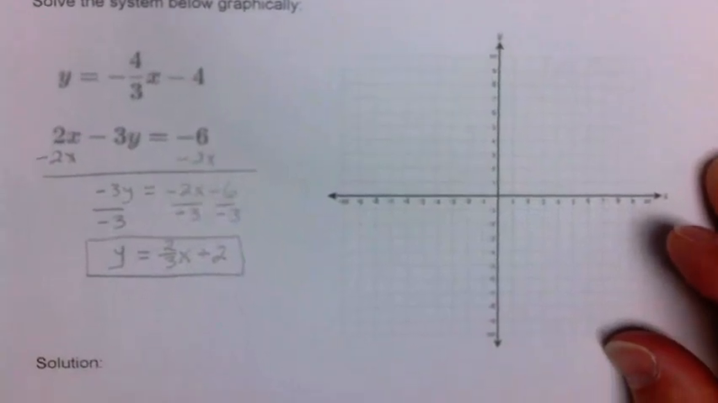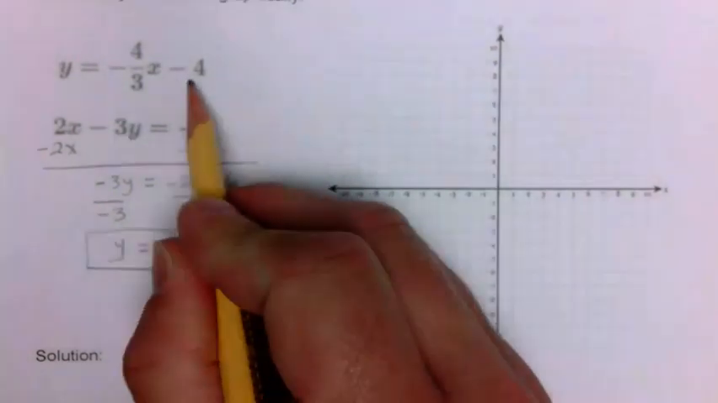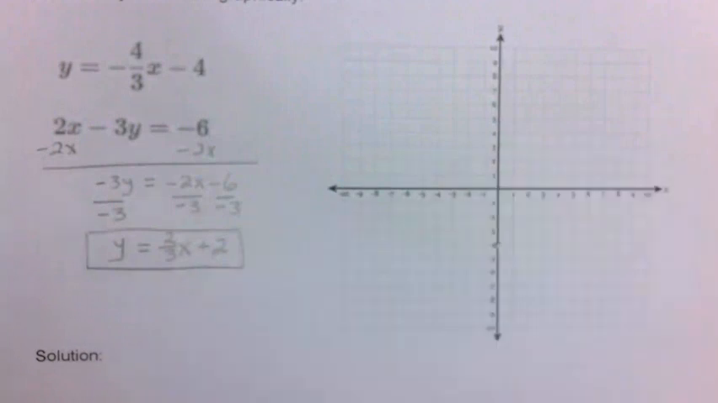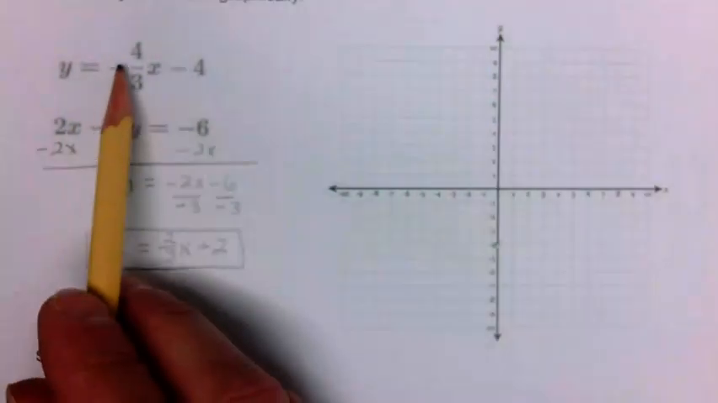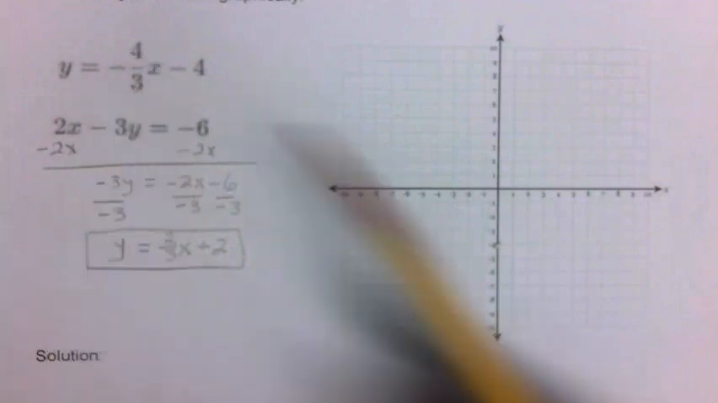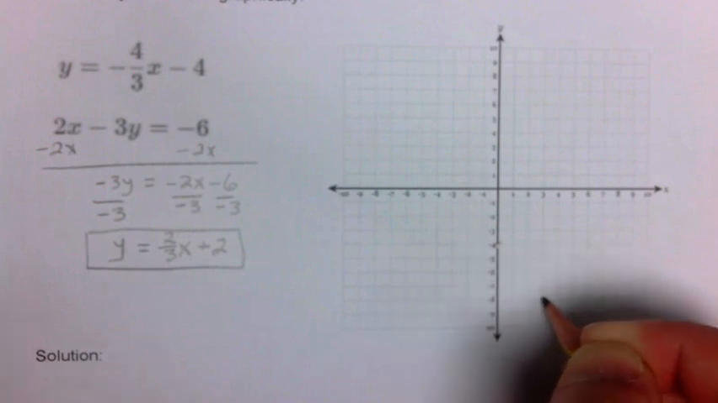So let's start with the first line, y equals negative 4 thirds x minus 4. b is negative 4, which means the y-intercept is at 0, negative 4. And the slope is negative 4 thirds. So I'm going to go down 4 and to the right 3 to get to my next point.